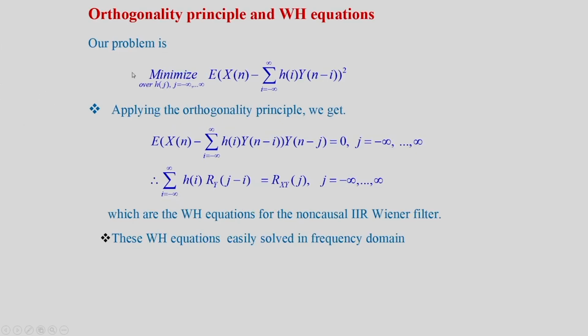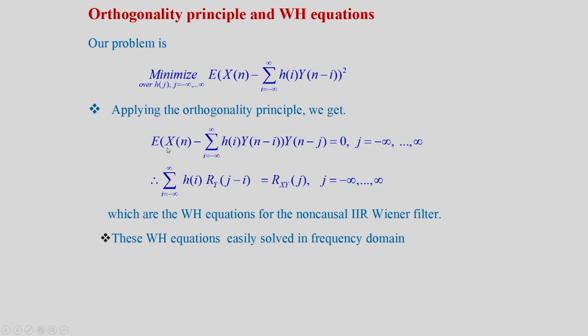Now, we will see how we can apply the orthogonality conditions to get the Wiener-Hopf equations. Our problem is to minimize E[(x[n] minus summation h[i] y[n minus i], i going from minus infinity to infinity) squared] over h[j], j going from minus infinity to infinity. This is our minimization problem. We have to minimize this mean square error with respect to all h[j].